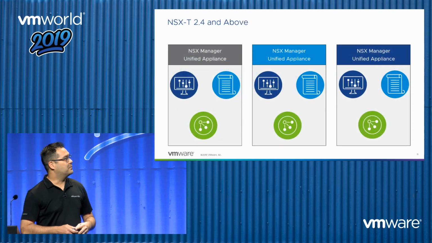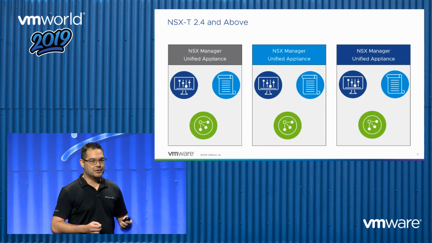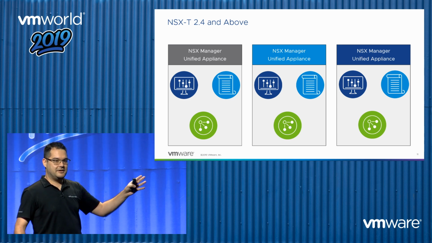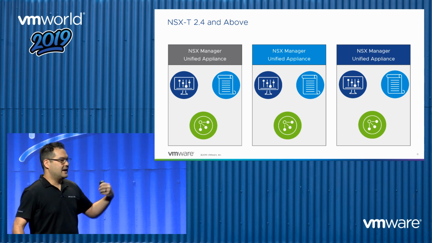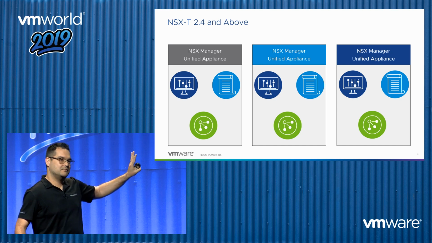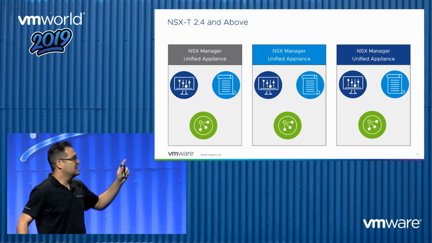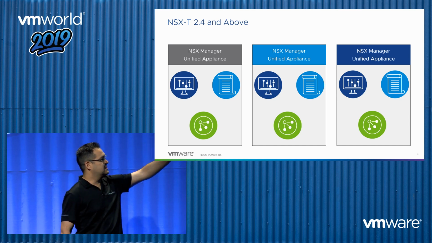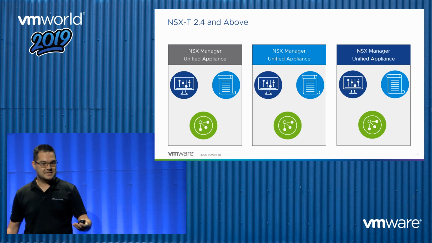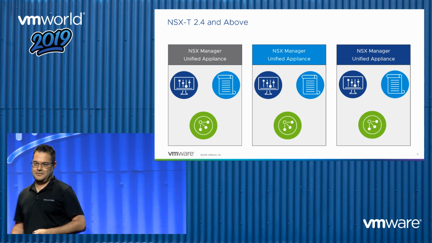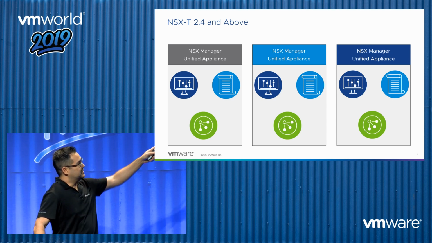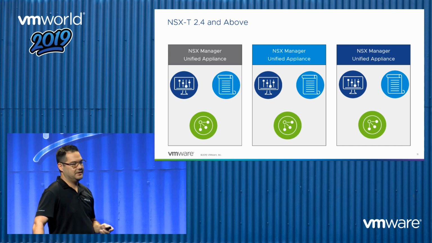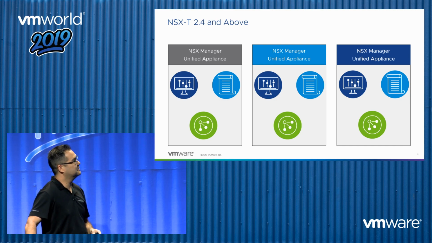In 2.5 and above, we introduced a concept called the unified appliance. This was an appliance where you would deploy 3 of them, cluster them together, and then those roles that were managed by separate appliances before have now been collapsed into the unified appliance. So each one of those roles is represented on each one of those appliances and clustered and is now highly available and resilient. So you've got the manager, the policy manager, and also the central control plane with the controllers at the bottom there.